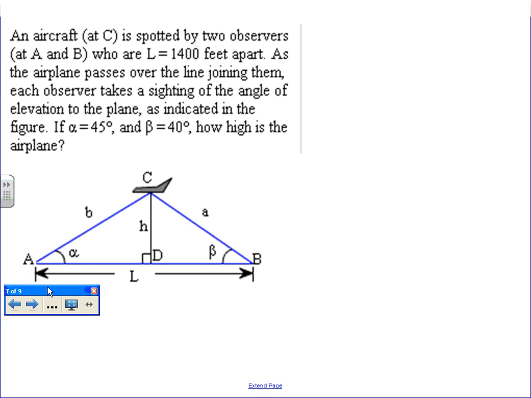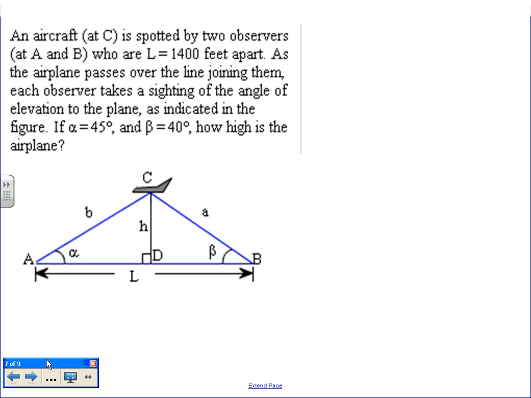Let's see. All right. Here's sort of like an airplane problem here. This is basically where you have two people, one at alpha and one at beta, measuring the angle up to the airplane. And ultimately, what you're going to be asked for is the height, that H there. Now, let me read through it. So it says an aircraft at sea is spotted by two observers at A and B. Okay, so there you go. We got one person over here looking up, and another person over here looking.